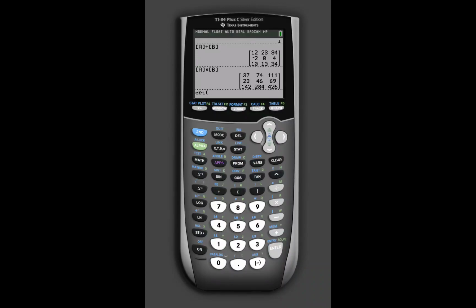Okay, so I have to find matrix A. I can't just type in alpha A because that's a number. A is a regular number. I need the matrix. So that's why I have to hit the second matrix button, and then I want matrix A. So determinant of matrix A, and that's what it looks like. It finds you the answer. So 144.